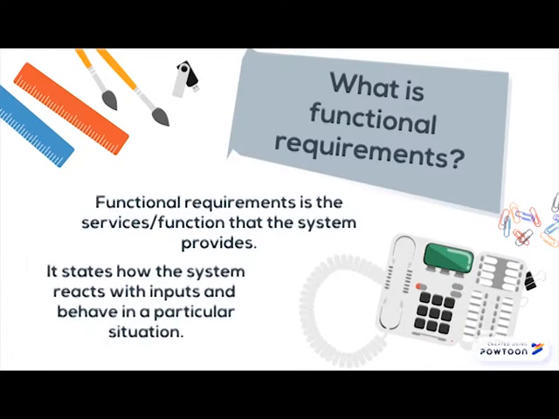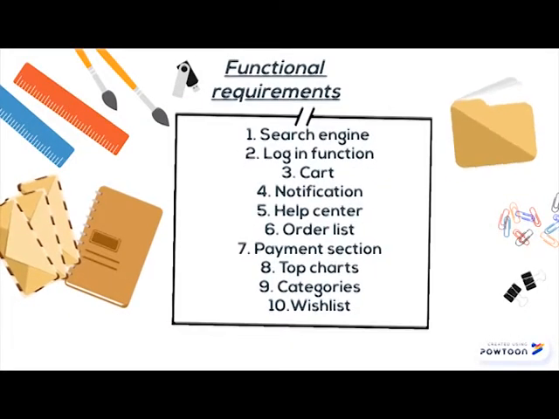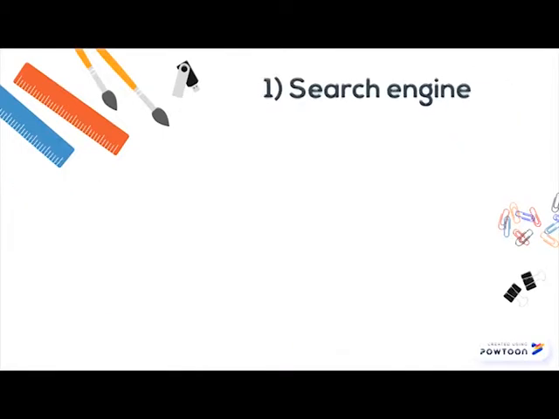What are functional requirements? Functional requirements are the services or functions that a system provides. They state how the system reacts to input and behaves in particular situations. As for the functional requirements of Shopee, there are 10: first, search engine; second, login function; third, cart; fourth, notification; fifth, help center; sixth, order list; seventh, payment section; eighth, top charts; ninth, categories; and tenth, wish list.